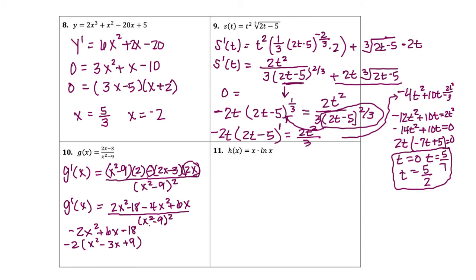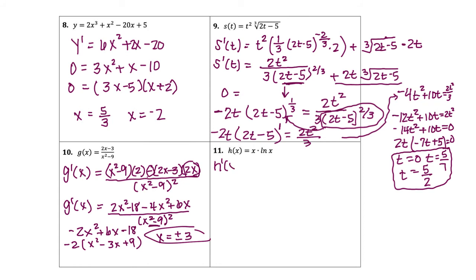So then if we set the bottom equal to 0, we're going to get x to be plus or minus 3. And so there's our critical numbers. All right, so for our next problem, we've got our product rule again.